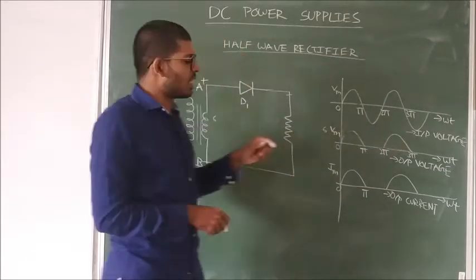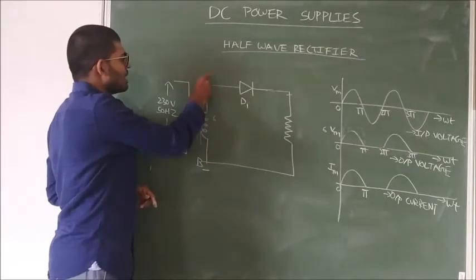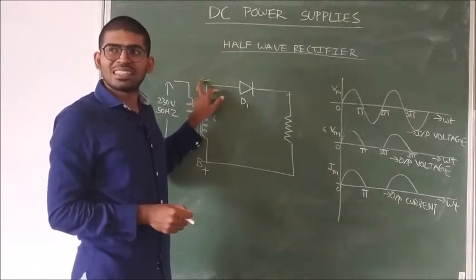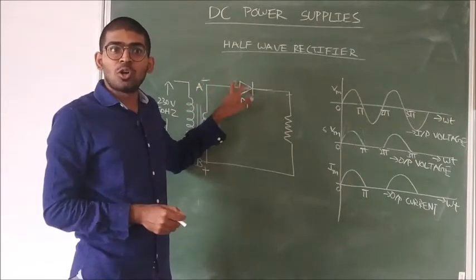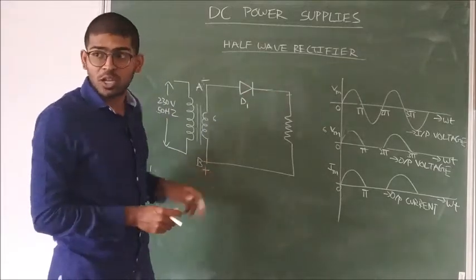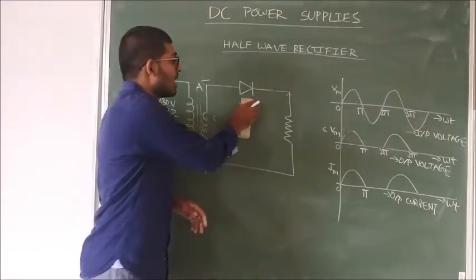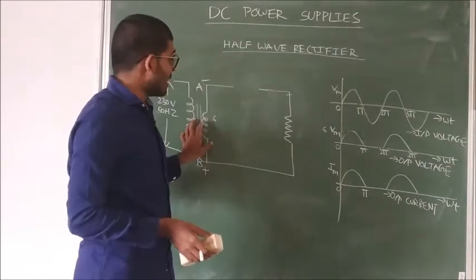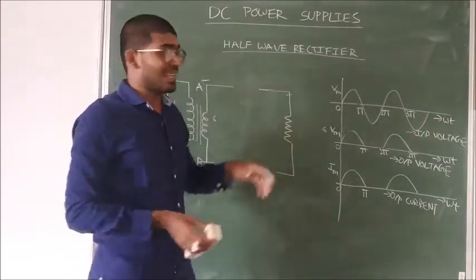During the negative half cycle, the terminal A is negative and terminal B is positive. Because the terminal A is negative, the diode anode is connected to the negative terminal of the battery and the cathode is connected to the positive terminal of the battery. So the diode behaves like an open switch. Because the diode is in open switch condition, there is no supply to the resistor.